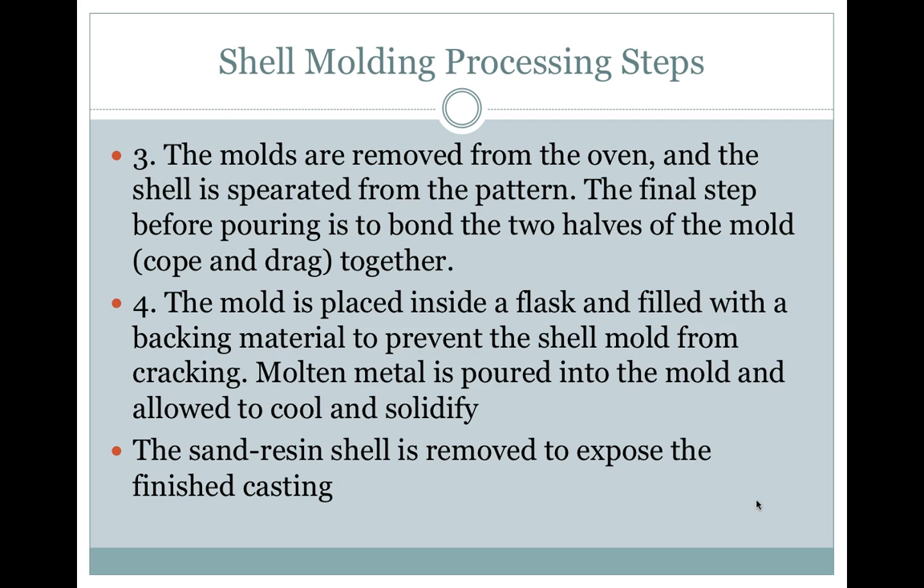Step 4. The mold is placed inside a flask and filled with a backing material to prevent the shell mold from cracking. Molten metal is poured into the mold and allowed to cool and solidify. The sand resin shell is removed to expose the finished casting.